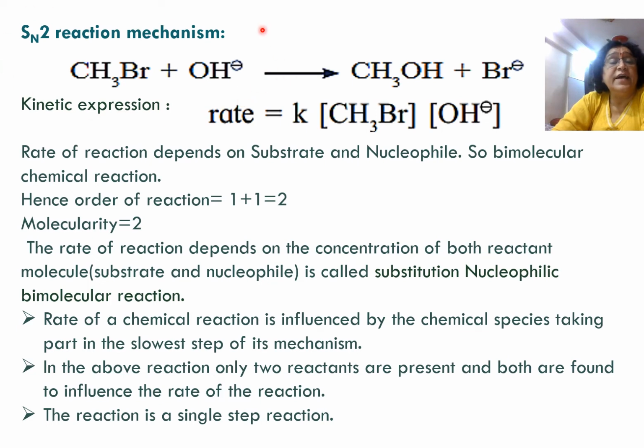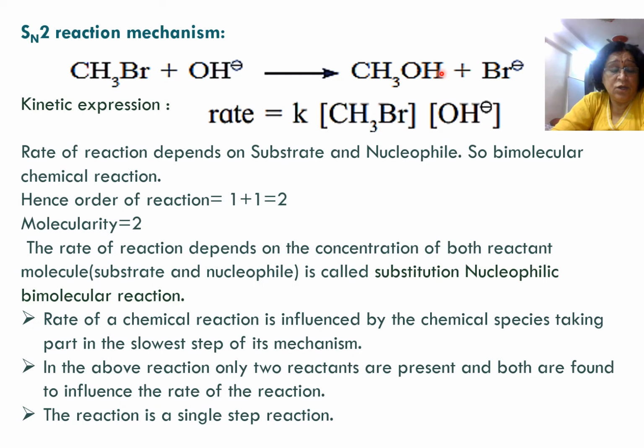So let's see first the SN2 reaction mechanism. Methyl bromide when reacted with aqueous KOH gives you methyl alcohol plus potassium bromide. Now if you find the ionic form of the reaction, it is methyl bromide plus OH minus ion. OH is what? A stronger nucleophile, and it takes the position of Br. Br forms a leaving group and methyl alcohol is formed.